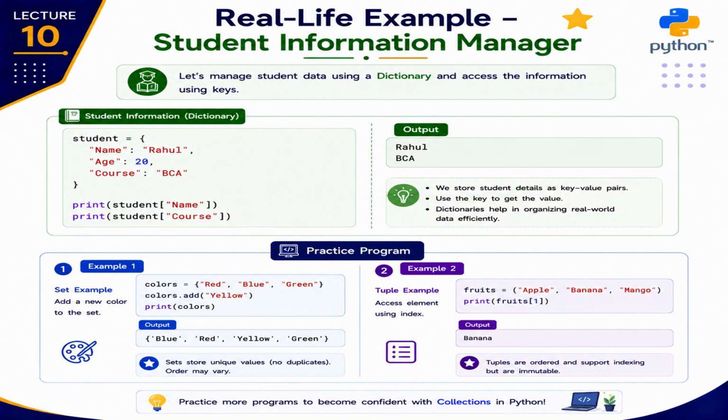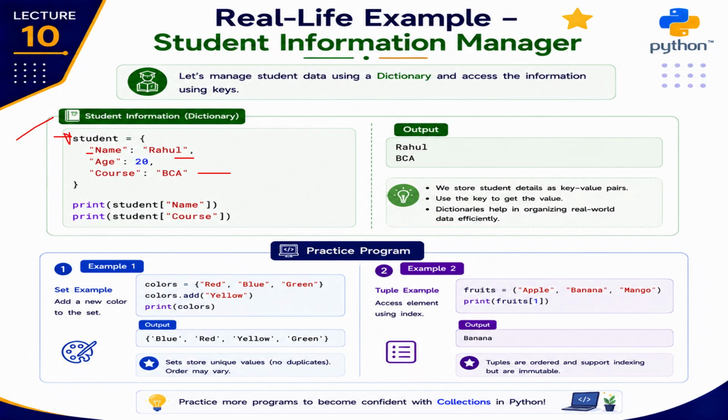Now, here you can see that our first example, which is on student information, we are going to solve using a dictionary. So, here we created a dictionary named student. It stored student information as key value pairs. The keys are name, age, and course, and the corresponding values are Rahul, 20, and this year.